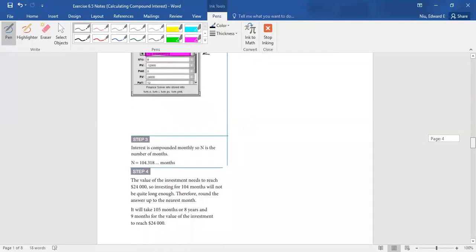So here we've got our little blurb. Our answer of 104.3 months. If you're wondering how many years that is, well, that's about 8 years and 9 months.